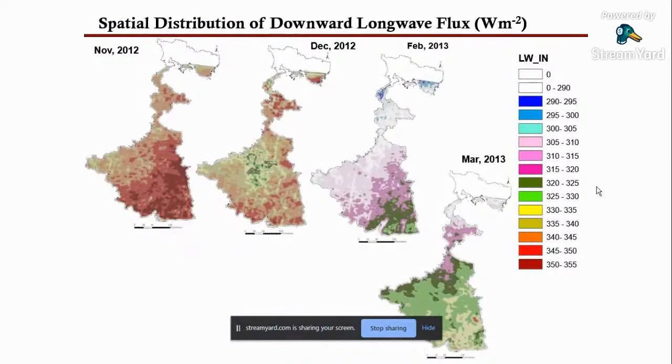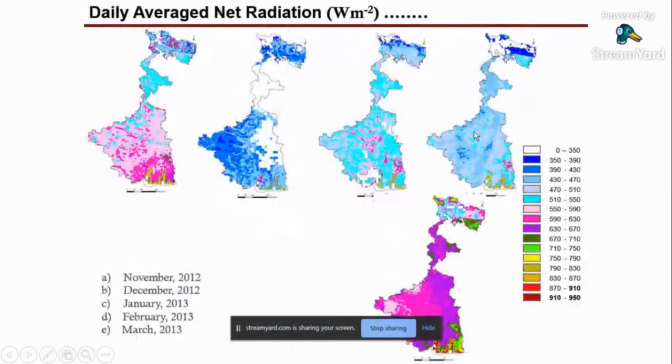So this is how longwave radiation is varying. Downward longwave radiation from November 2012 to March. This is my study period: November 2012, December 2012, and January, February. Five months I have seen daily. This is the daily average net radiation after using that sinusoidal model. So this is the mean peak of November 2012. This is the mean peak of December, January, February, and March, and this is the scale for that, in watts per meter square.